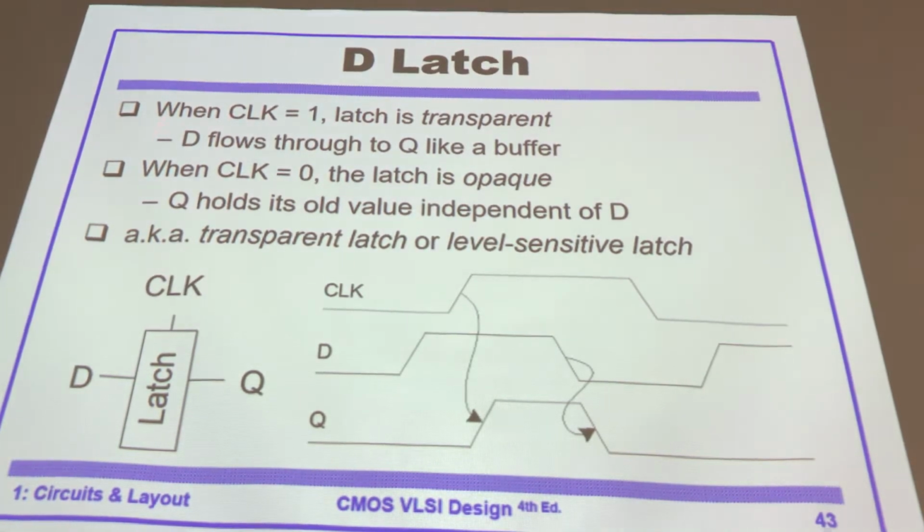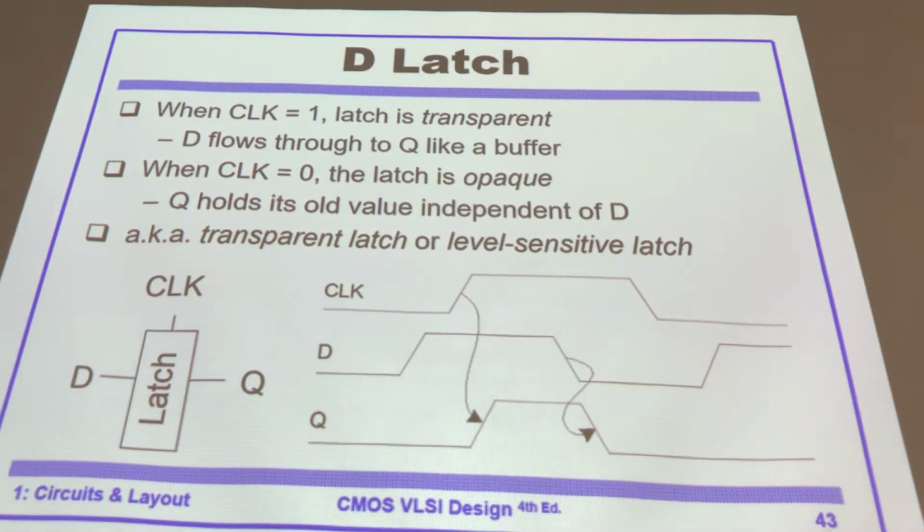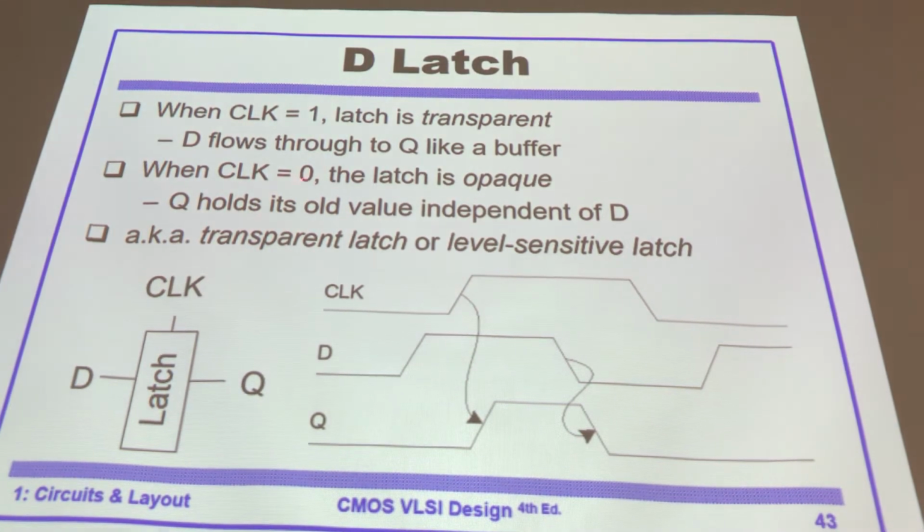Okay? It's the D latch. However, there's a clock signal. When the clock signal is 1, it is transparent. What is transparent? When clock is high, D will go through, meaning transparent, it simply goes through. It flows through to Q, like a buffer. There's some delay, there must be some delay. Every circuit has delay.